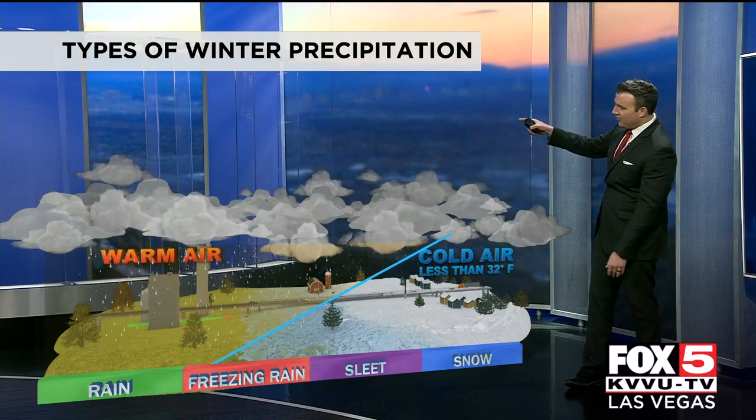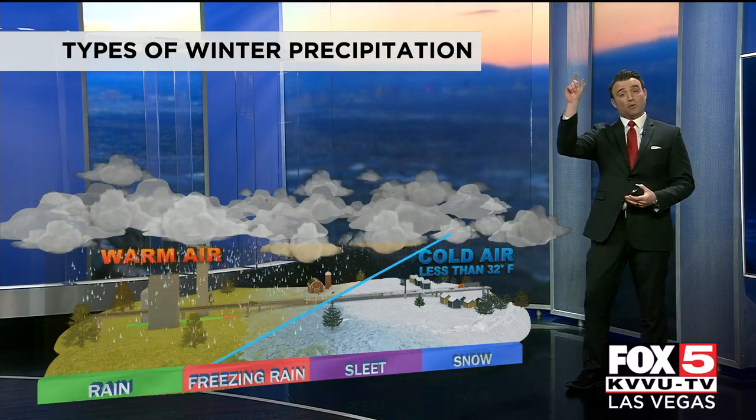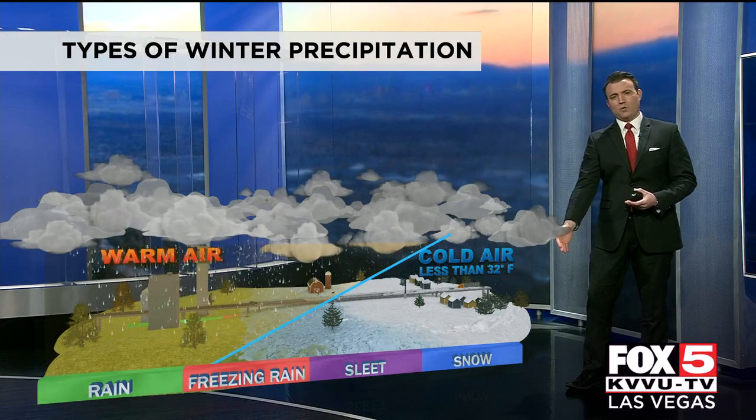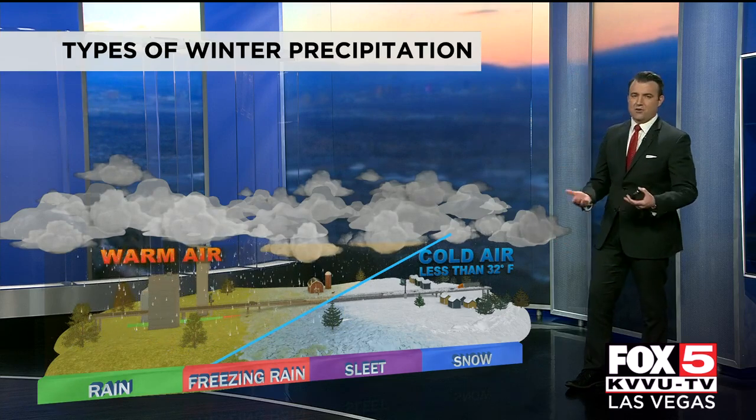So first, on the far left, we'll start with rain. Now, rain does start with snowflakes in the upper levels of the atmosphere, but it falls through a large layer of warmer air toward the surface, so it melts and falls as raindrops.